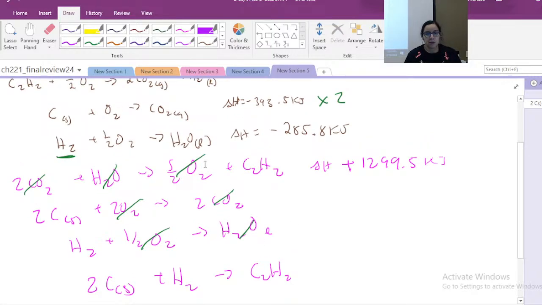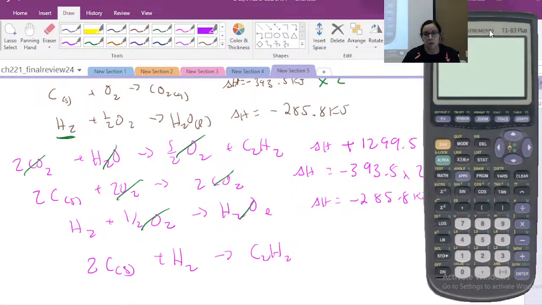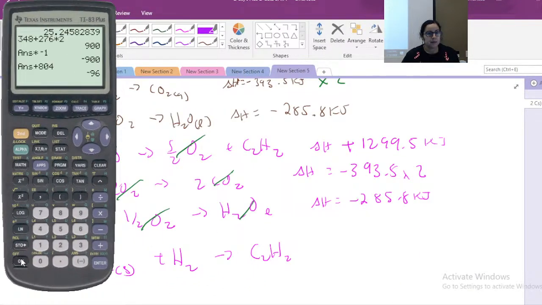And so now we just have to account for what we did. So this is still negative, right? Our enthalpy, we just have to multiply the second equation times 2, and then add in the enthalpy of our last one there, so we didn't do anything to the hydrogen one. So let's see where we're at. So 1299.5 plus negative 393.5 times 2 plus negative 285.8.